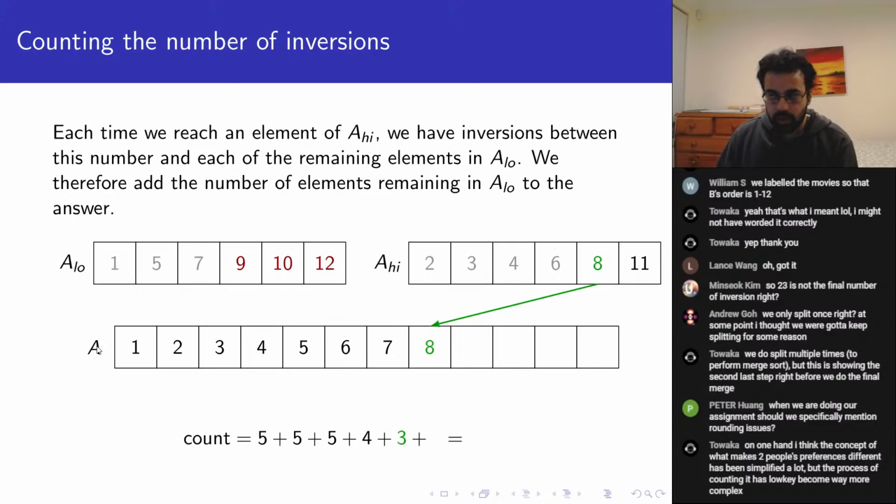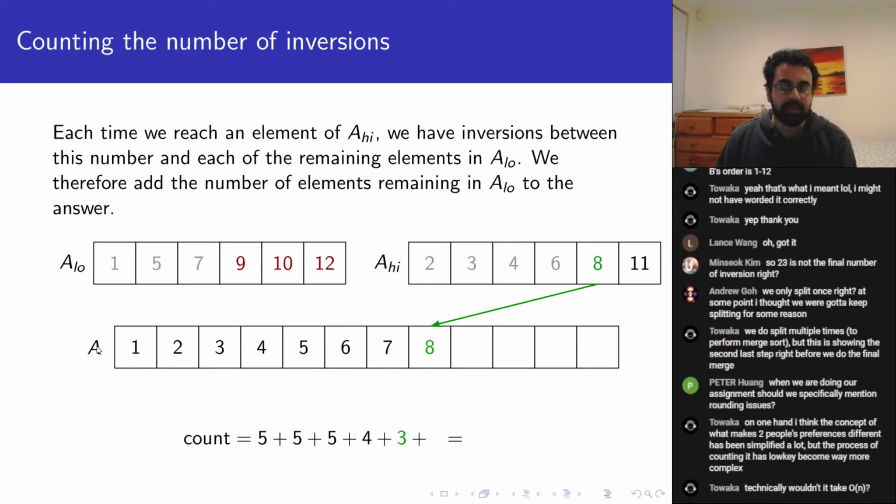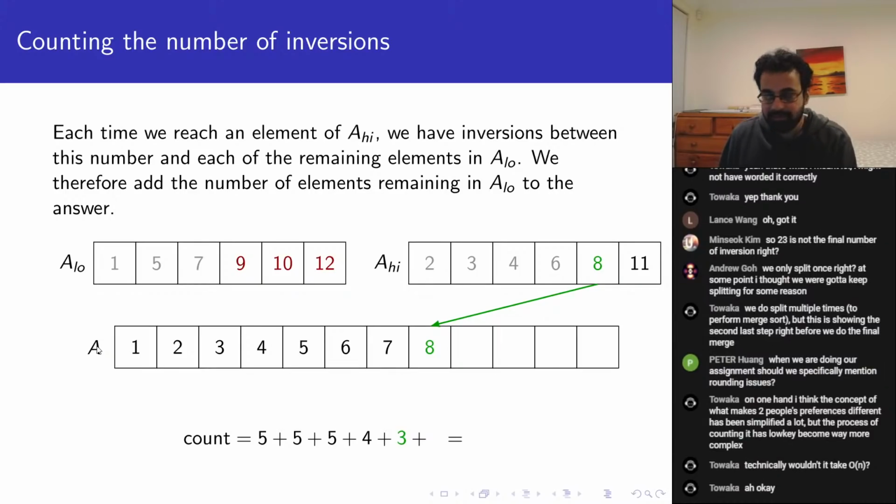You should hopefully be aware that in merge sort, the important point is that the merge step is linear time. Linear meaning big O of n. And so we're adding a further big O of n amount of work to it. So it's still linear. 2n is still big O of n.